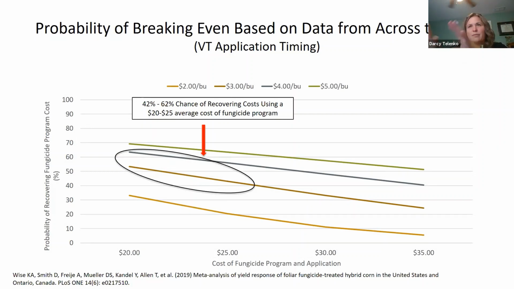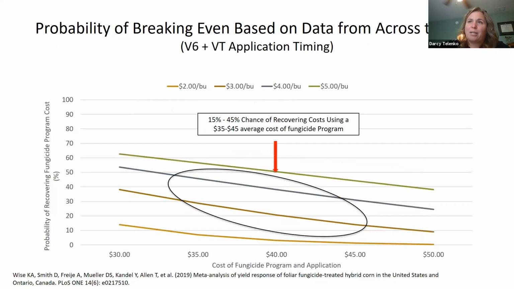So this just gives you an idea of the chances, if you just decide you want to spray everything, how much you'll get a yield boost, and whether it'll cover the cost of putting out that application. And then they further broke it down for the 2-hit application. So this is the V6 plus VT. Of course, we increased the costs of our fungicide program, ranging from $35 to $45, and that made the chance of recovering costs a little lower. So it was a 15 to 45% chance when you went with this 2-hit program of getting the cost back on yield when you apply a fungicide at V6 plus VT. So this is just some data we're trying to tabulate together to get an idea of how well these applications are working in protecting yield.